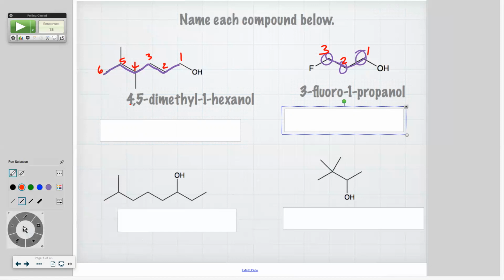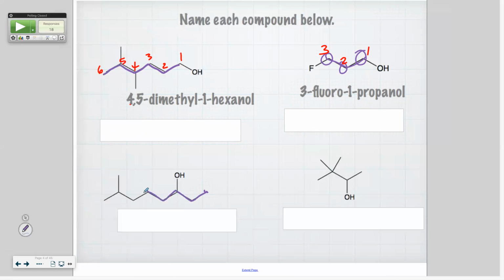Okay, how many? 8. Remember, every bend and every end is a carbon. If it's not a carbon, the element is written there. Okay, which way did you want to count? Right to left. All right, so what are you getting? 7-methyl-3-octanol.